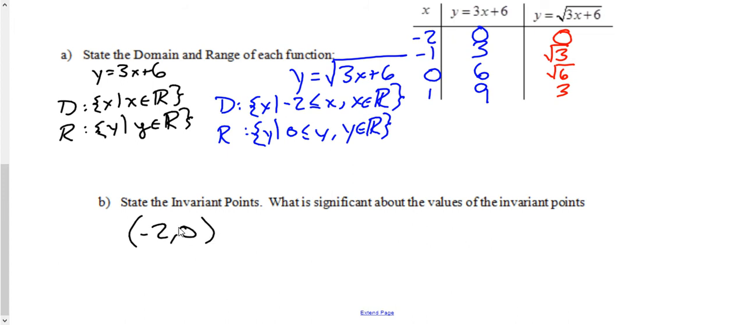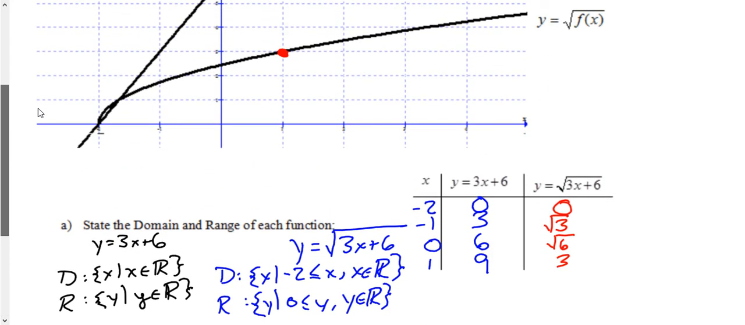My other invariant point is going to be a bit tougher to find, but let's take a look at our graph. Again, I'm just going to highlight my invariant point so that we see it. At (-2, 0), we have an invariant point right here. I'm going to try to do that in a different color. And the only other dot that we're crossing at that's going to be the same is right here.